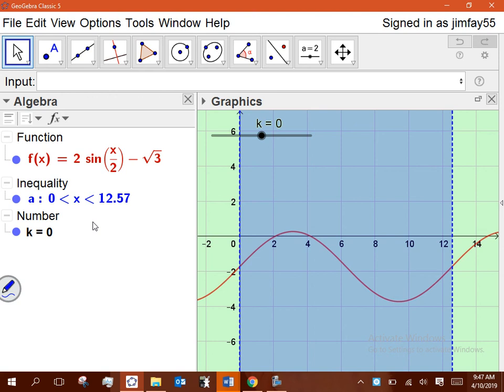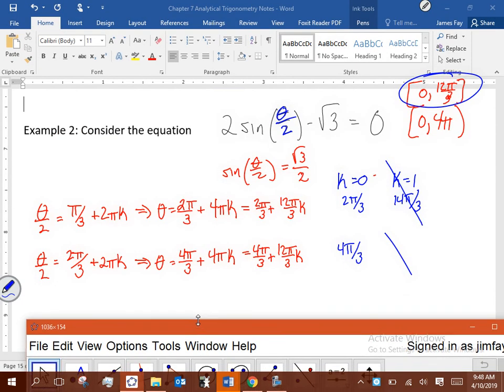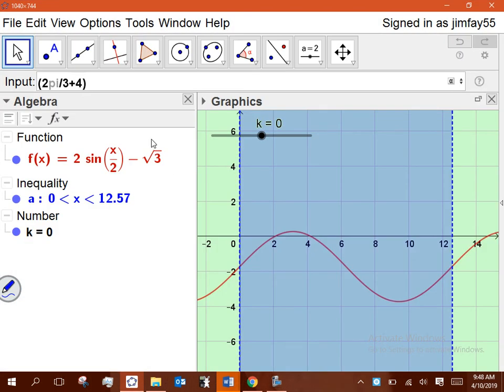see how it stretched it out? And when it stretches it out, it pulls those original solutions outside of that interval. So now I only have 2 solutions in there. Okay? And those 2 solutions should be of the form 2 pi over 3 plus 4 pi times k, and then 4 pi over 3 plus 4 pi times k. That gives me those 2 solutions, right?